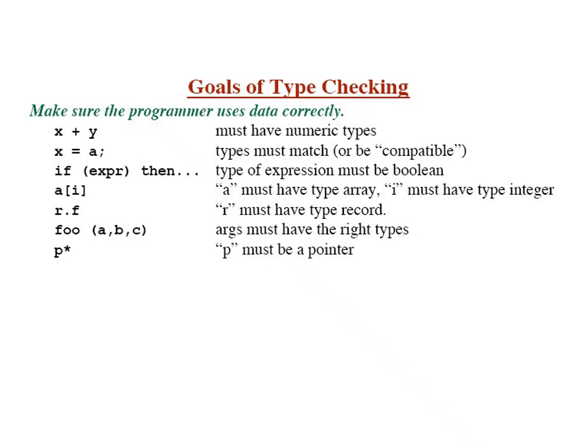Next, if you have a of I, I should be an integer, since we will always be declaring some values. So the data type of I should be an integer. Next, if you have a record, R should be a record type. Next, arguments must have the right types. For example, for some function with arguments A, B, and C, those arguments should follow the right data type. And if you have a pointer, P star, P must be a pointer. So these are the main goals of type checking. It makes sure the programmer uses the data correctly.